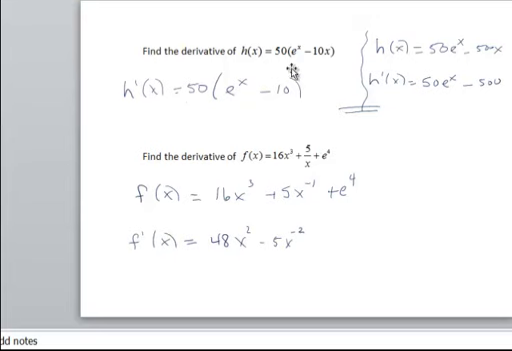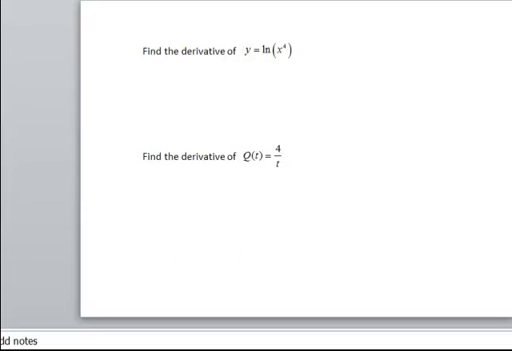Alright, we have a few more examples we're going to work through. These get a little bit trickier. The natural log of x to the fourth, we don't know how to do that one. We can only take the derivative of the natural log of x right now. Next class we're going to learn some other techniques, but for right now we can do the natural log of x and that's it. So I need to have a way of rewriting this.